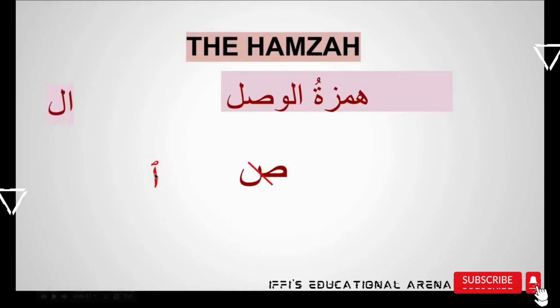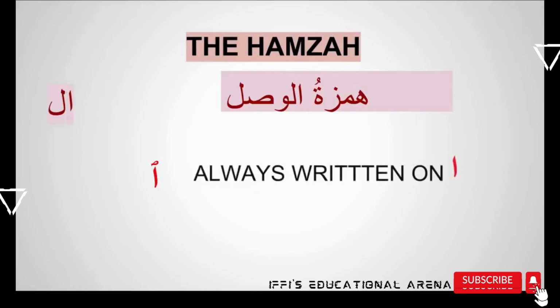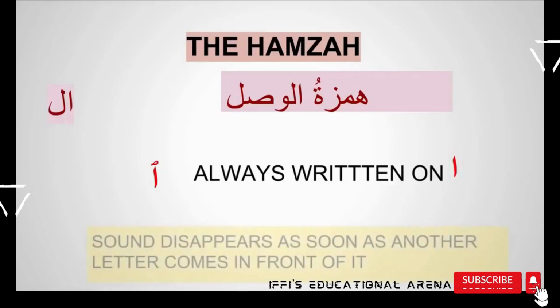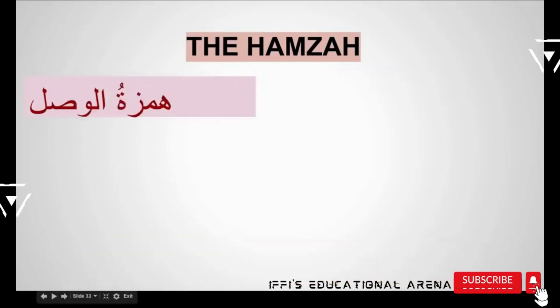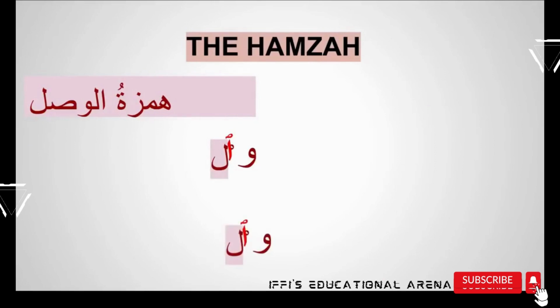As we said, this is a borrowed sound. This is a temporary sound. What do we mean by a borrowed or a temporary sound? It means it is always written on Alif, Hamzatul Wasl. The sound disappears as soon as another letter comes in front of it. As soon as any letter, for example a waw, comes in front of it, this Hamzatul Wasl disappears and it is pronounced as wal. It is not like wa'al, it's wal.